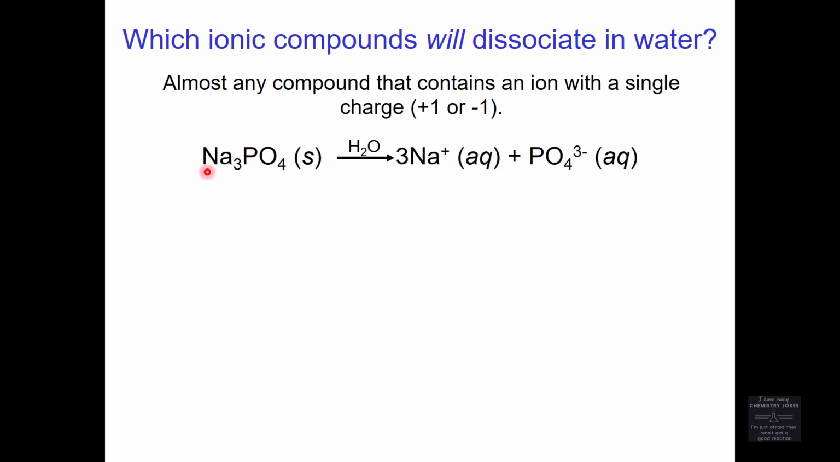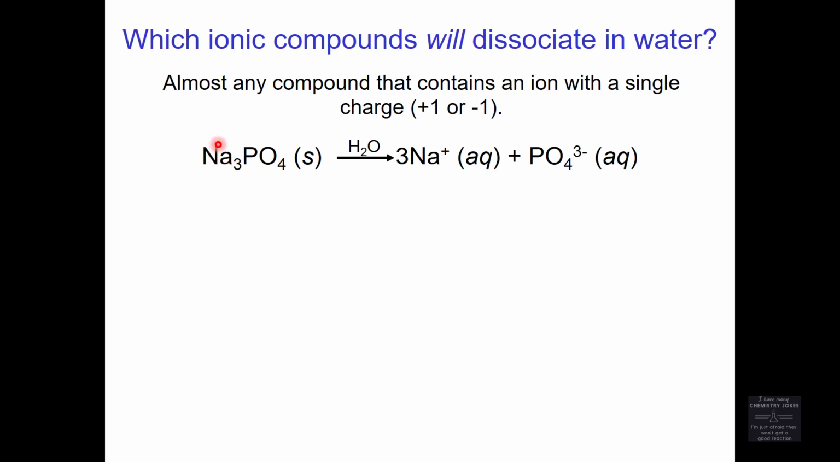So this is sodium phosphate. You knew that, right? You remember naming compounds? Oh, can't forget that. Sodium phosphate. Sodium has a +1 charge, and phosphate has a 3- charge. Because one of these things has a +1 charge, it means this salt, this ionic substance, is termed soluble.